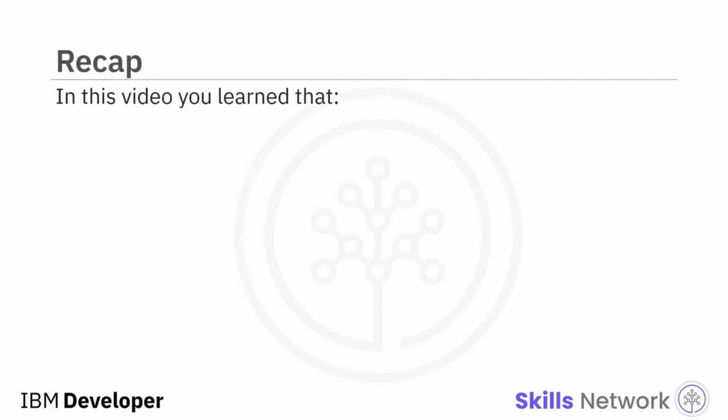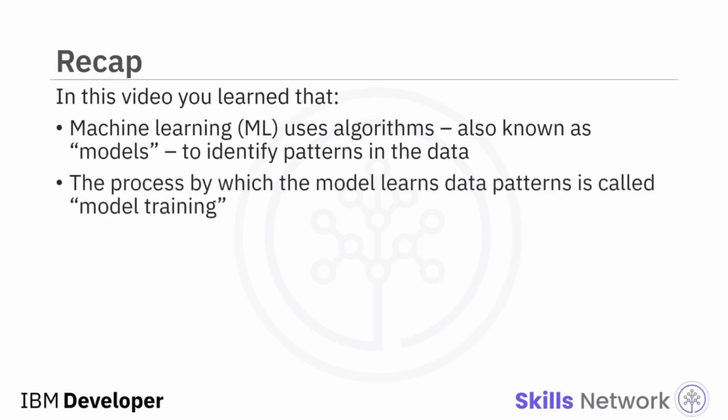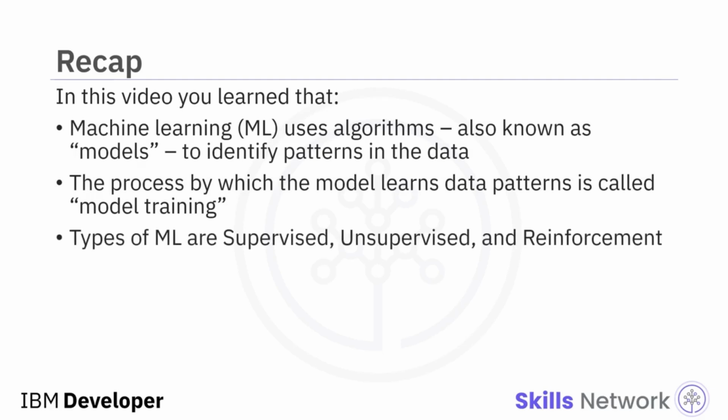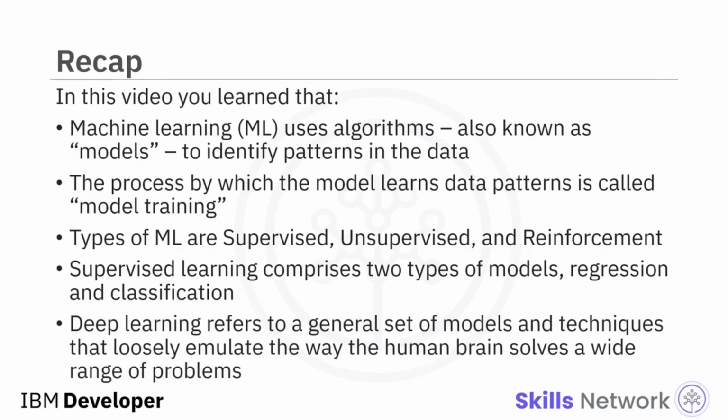In this video, you learned that machine learning, or ML, uses algorithms, also known as models, to identify patterns in the data. The process by which the model learns data patterns is called model training. Types of ML are supervised, unsupervised, and reinforcement. Supervised learning comprises two types of models: regression and classification. And deep learning refers to a general set of models and techniques that loosely emulate the way the human brain solves a wide range of problems.